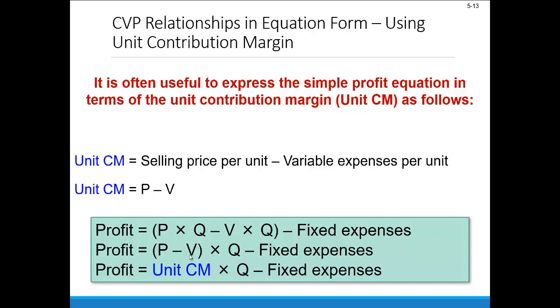And really P minus V is just the unit contribution margin. Selling price minus variable expense per unit. And this is what we had before. CM per unit, how much does each unit I sell contribute toward potential profit, times quantity sold, minus total fixed expenses gives me that bottom line profit from the income statement.